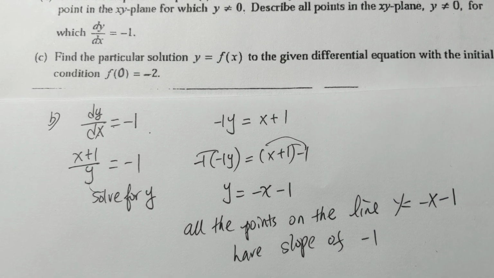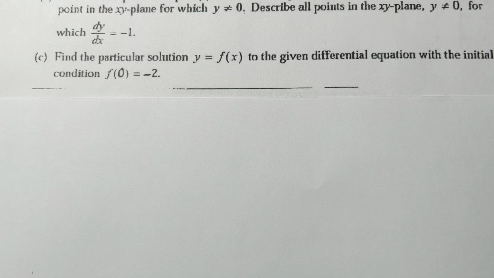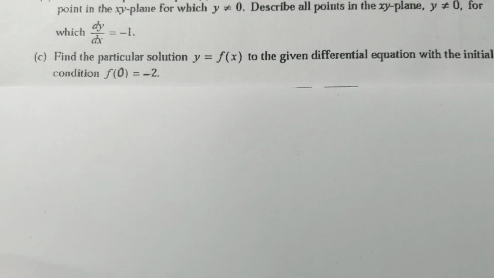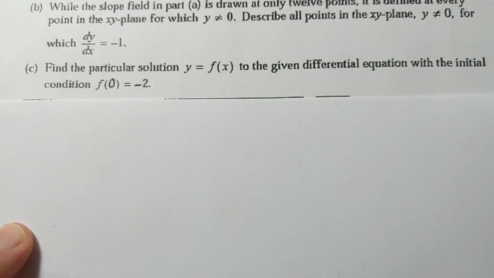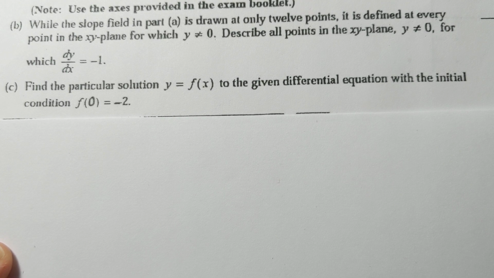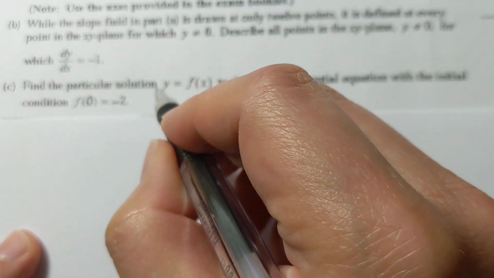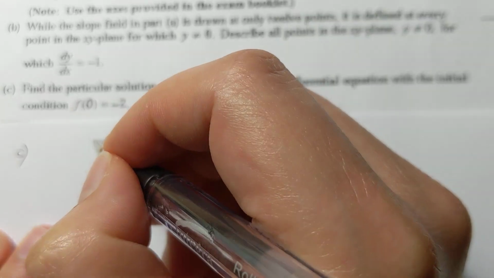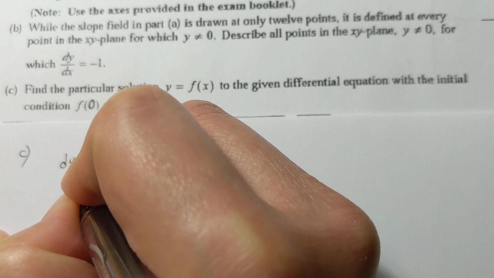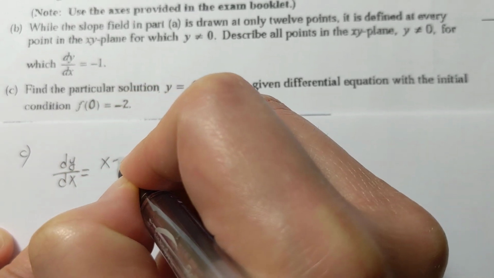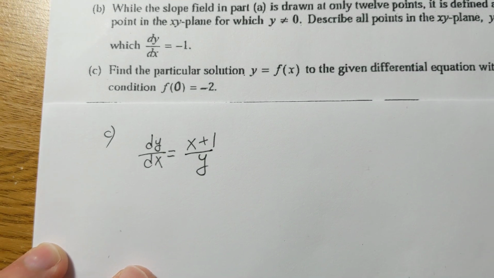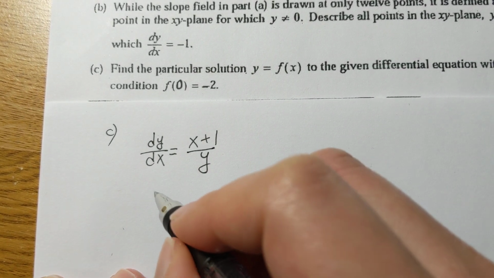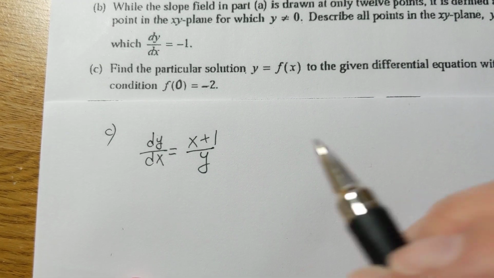Part C asks us to find the particular solution y equal to f of x to the given differential equation with the initial condition f of 0 equal to -2. So we have to find a particular solution. Before we find a particular solution, we need to find a general solution. So we use our equation dy/dx equal to (x plus 1) over y. I believe from here, people know what to do already. We're going to cross multiply and then we're going to integrate.